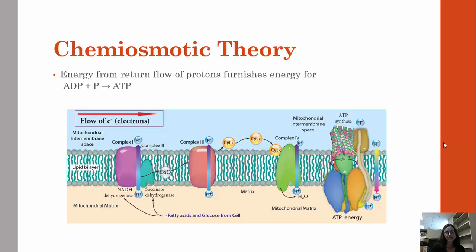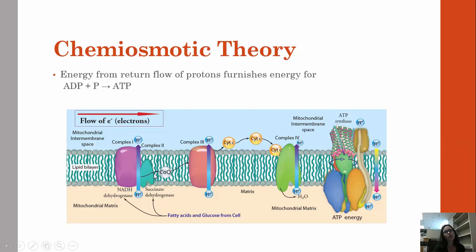And it sounds very intimidating, but it's exactly what we've talked about before, that the energy from the return flow of the protons through the ATP synthase provides the energy to bind ADP to phosphate to create ATP. So again, hopefully it's not beating a dead horse, but this is kind of hard to understand.